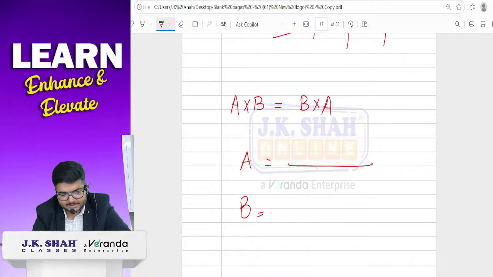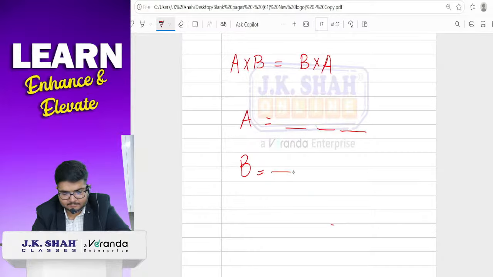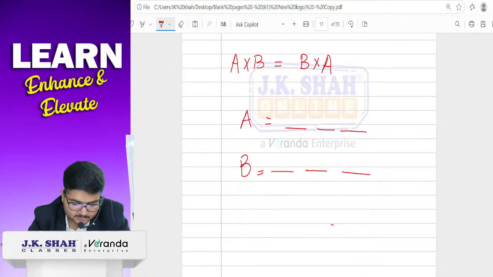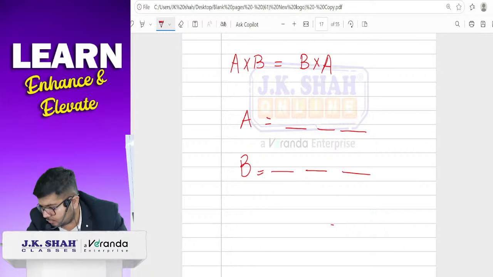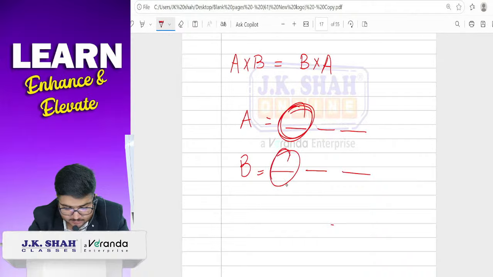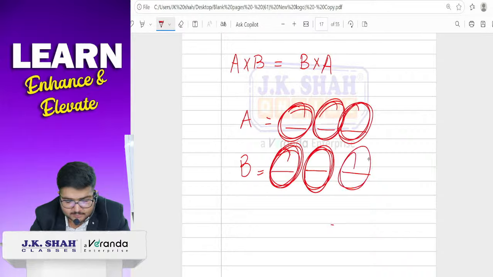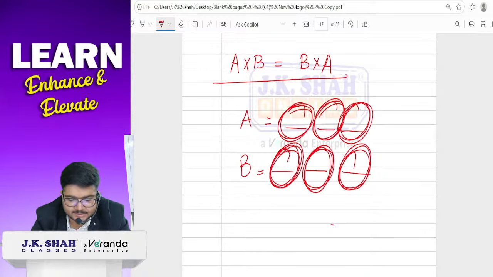Please listen. In this case only, A into B and B into A will be equal: only if the first element of A is equal to the first element of B, the second element of A is equal to the second element of B, and the third element of A is equal to the third element of B. Only in such a case A into B will be equal to B into A, otherwise they won't be equal.